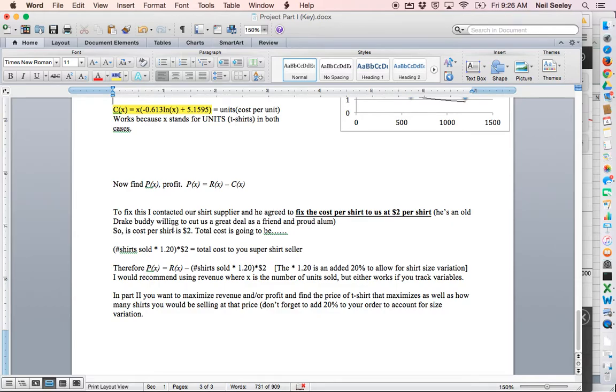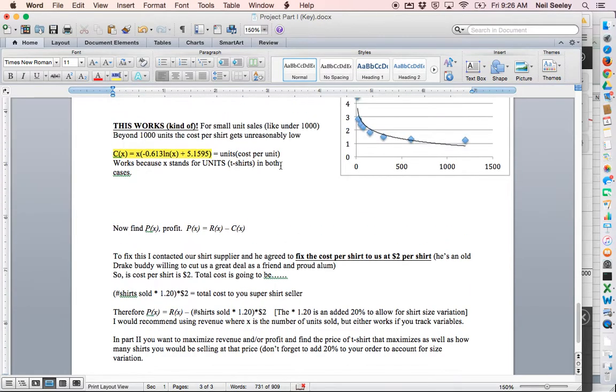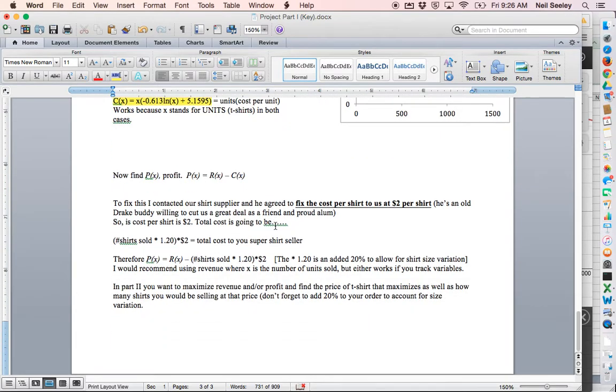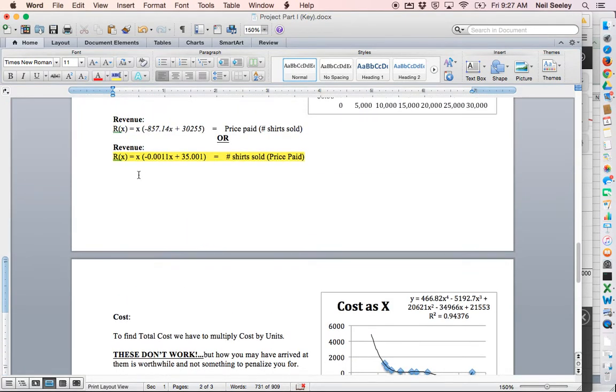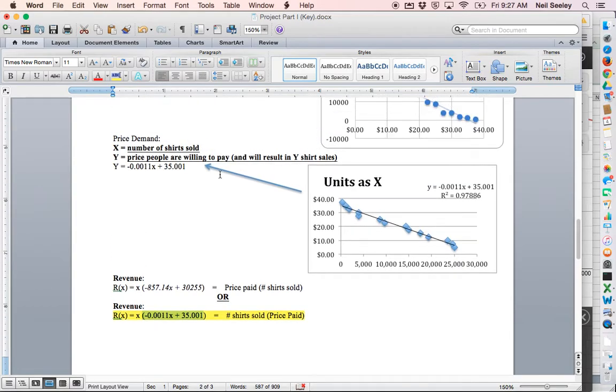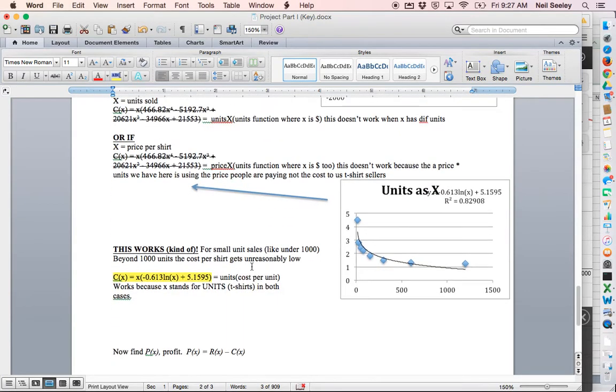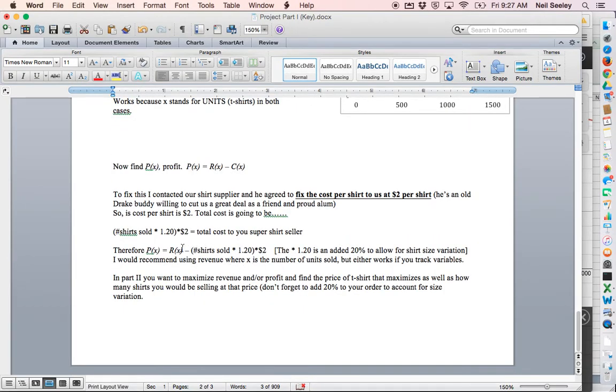To simplify this whole process, to get out of some of the issues that happen with this cost function, we're just going to take our revenue function, the preferred one up here, where X is the number of units, so we have the X-axis of units. Down here you take that revenue function minus the number of shirts sold times 1.2 times $2.